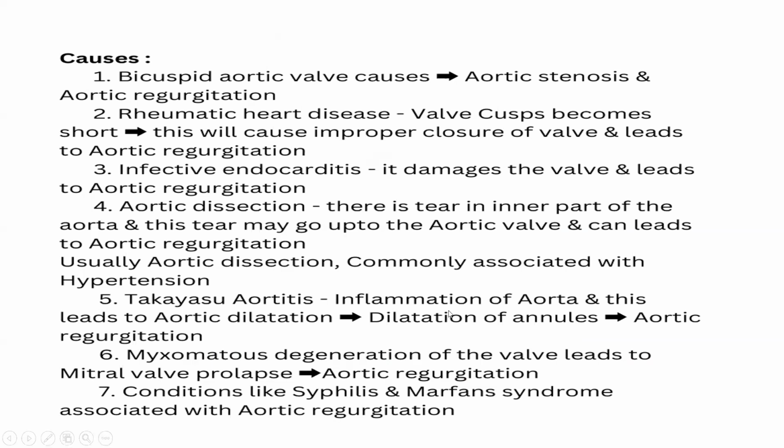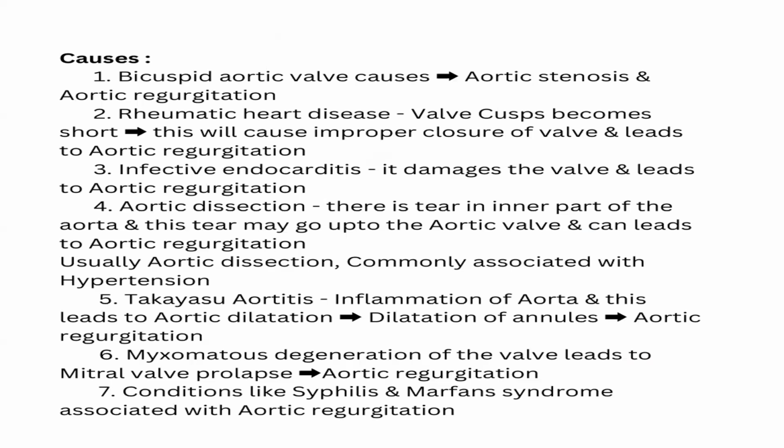Aortic dissection: there is a tear in the inner part of the aorta, and this tear may go up to the aortic valve and can lead to aortic regurgitation. So what is aortic dissection? It is a tear in the inner part of the aorta, and this tear may go up to the aortic valve and can lead to aortic regurgitation.